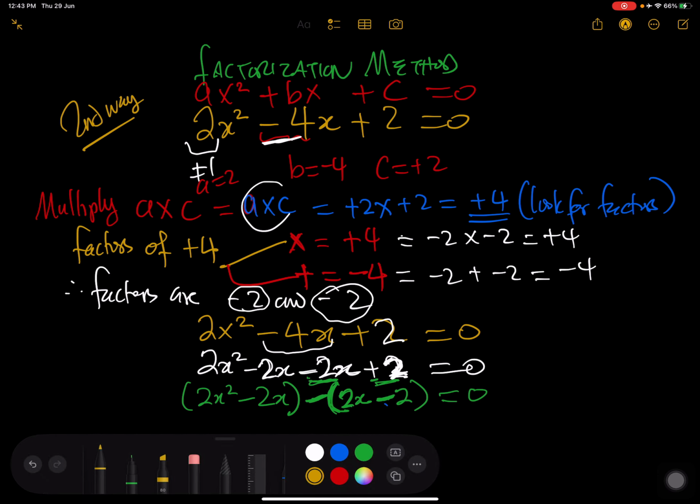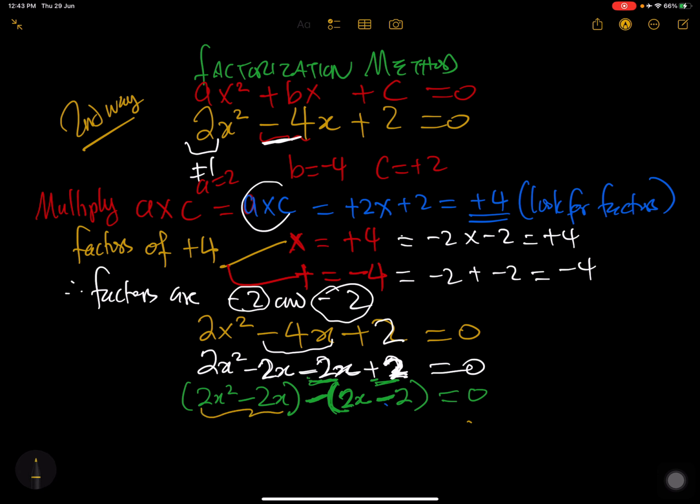Now, what are the common factors? If you look at this whole thing, the common factor there is 2 and x. So here is going to give us x minus 1, because this 2 is here, there's a 2 here, it comes out. And then we look at x squared and x.